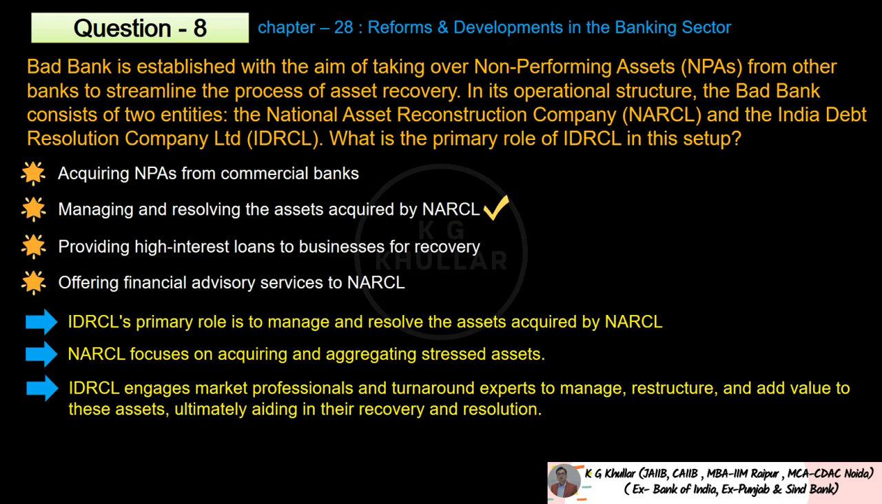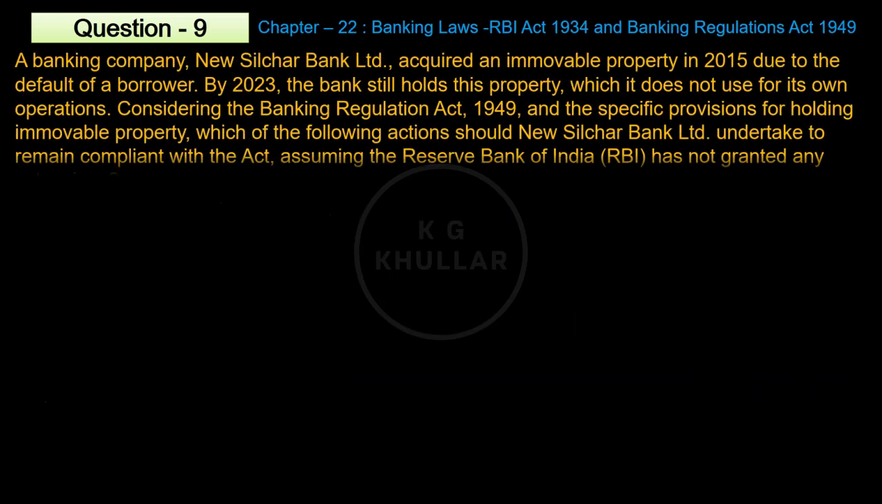The next question is from chapter Banking Laws, RBI Act 1934 and Banking Regulation Act 1949. And the question goes like this. A banking company, New Silchar Bank Limited, acquired an immovable property in 2015 due to the default of a borrower. By 2023, the bank still holds this property, which it does not use for its own operations. Considering the Banking Regulation Act 1949 and the specific provisions for holding immovable property, which of the following actions should New Silchar Bank Limited undertake to remain compliant with the Act, assuming the Reserve Bank of India has not granted any extensions? And these options are given to you.